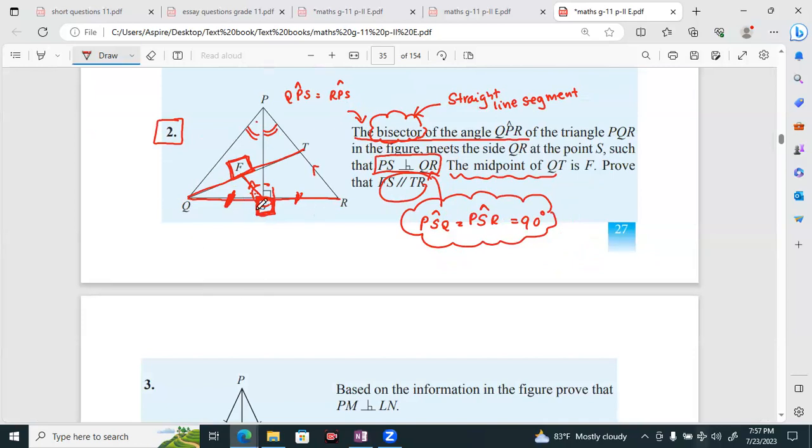How do we show that QS equals SR? We are given that a pair of two angles are equal.